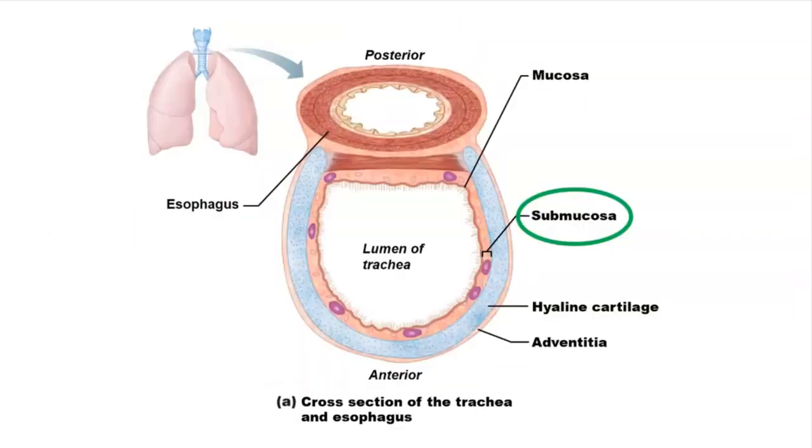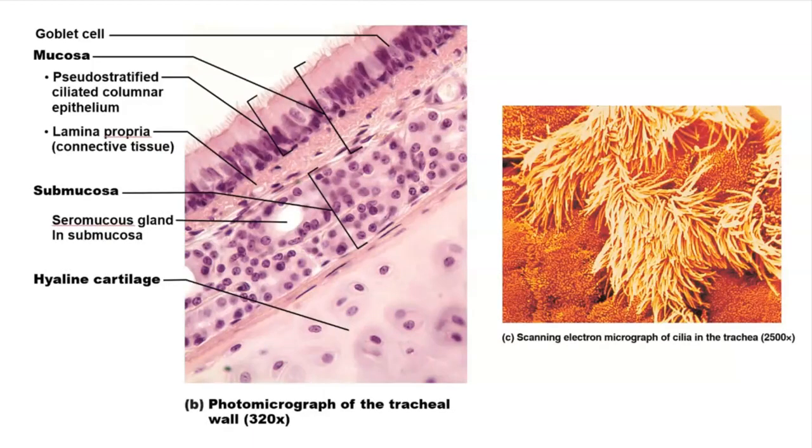So the submucosa contains a connective tissue. As we mentioned, it's most likely an areolar connective tissue. And we also see that there are seromucous glands within it that produce tracheal mucus along with the goblet cells that we saw in the mucosal layer. So here in this image, we see some of the ducts of the seromucous glands in the submucosal layer, which are also contributing to the mucus production that lines the lumen of the trachea.